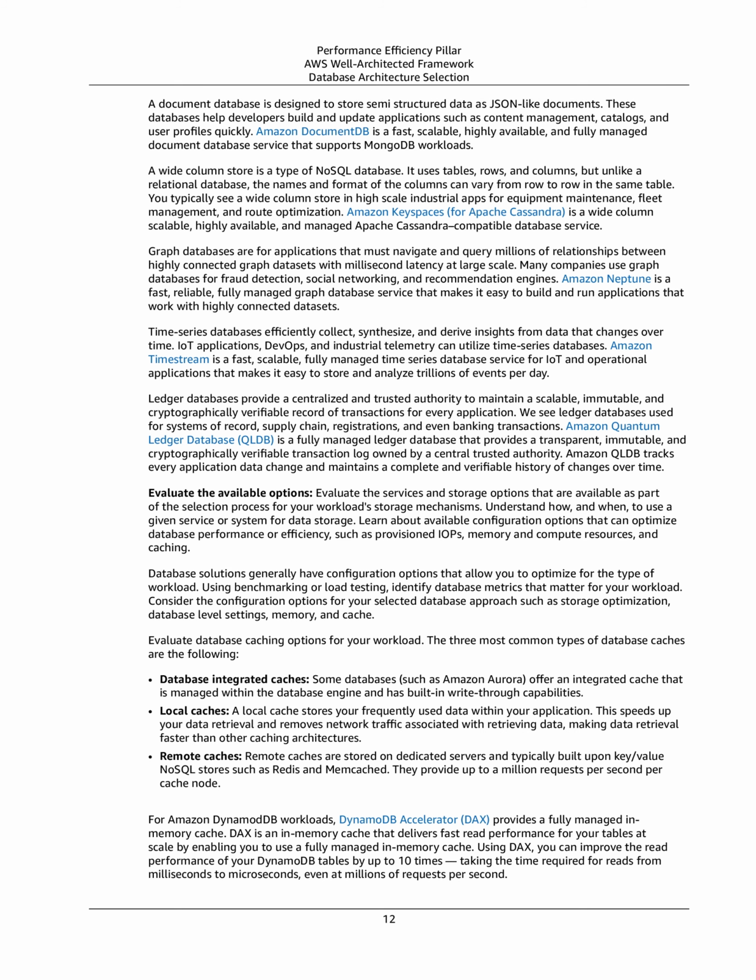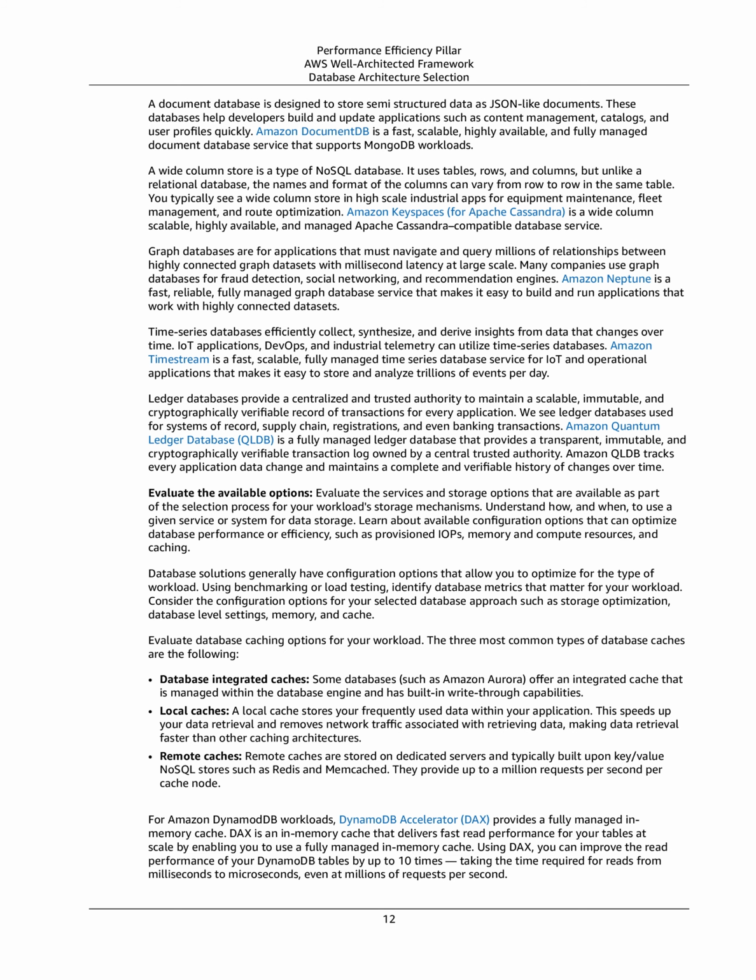Ledger databases provide a centralized and trusted authority to maintain a scalable, immutable, and cryptographically verifiable record of transactions for every application. We see ledger databases used for systems of record, supply chain, registrations, and even banking transactions. Amazon Quantum Ledger Database (QLDB) is a fully managed ledger database that provides a transparent, immutable, and cryptographically verifiable transaction log owned by a central trusted authority. Amazon QLDB tracks every application data change and maintains a complete and verifiable history of changes over time.